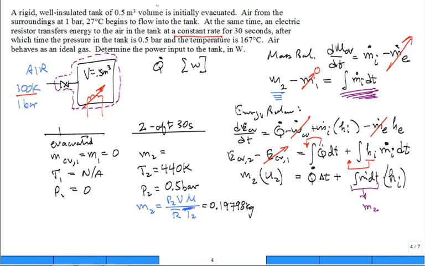So we can solve for Q dot. Q dot's equal to the final mass in the control volume times the internal energy at the end, minus the enthalpy of the inflowing, divided by delta T, the time that the heater's on.